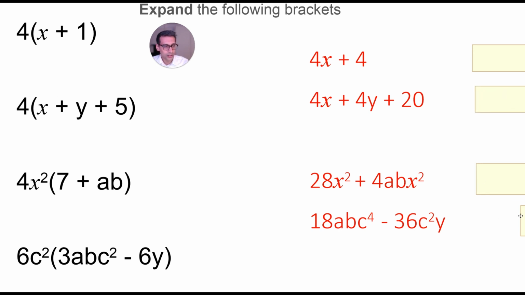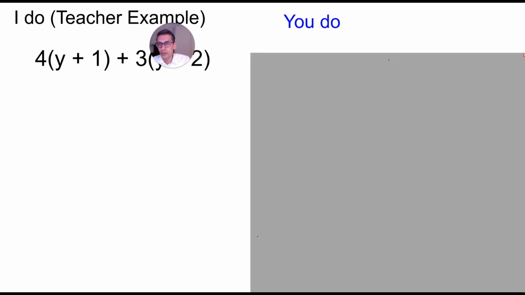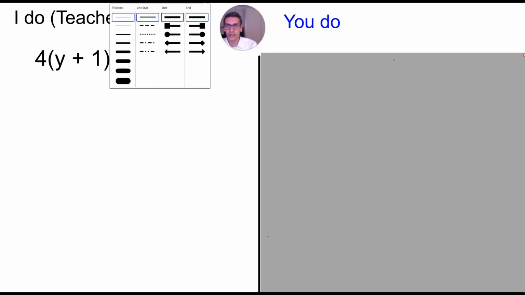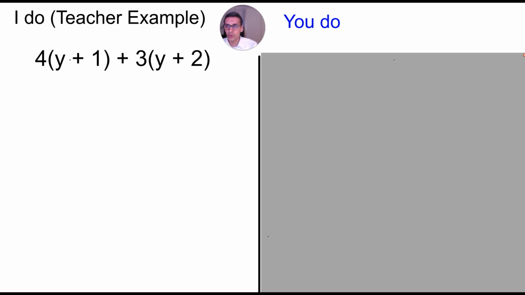And we're actually going to start looking at the questions where you have more than one bracket. So I'm going to do this example for you, and then you're going to try the example on the right. So the first thing you want to do with these types of questions is just to make sure that you are expanding this bracket first, then expanding this bracket, and then collecting any terms together that are like.